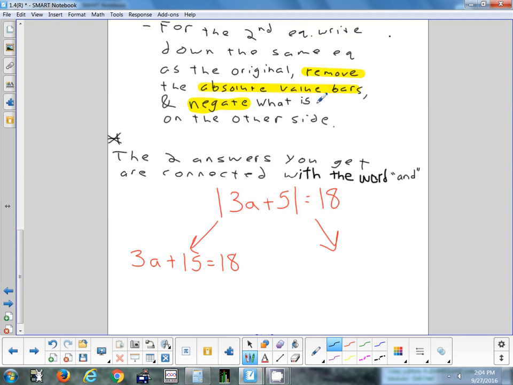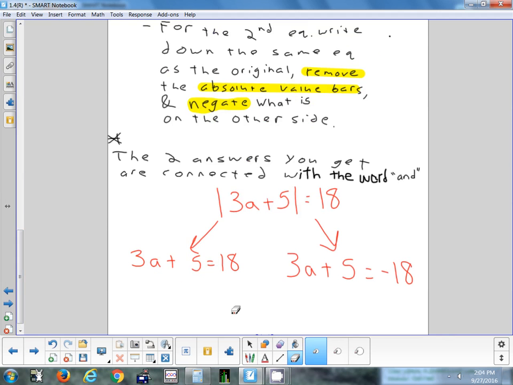Here's my first equation. Now I'm splitting it. I'm going to write the same original, no absolute value bars, and I'm going to negate what that equation equals, so make it negative. Vanessa? Is it going to be negative 3a plus 15 or 14? No. The only thing that needs to be negative is what it equals. So 3a plus 5 equals negative 18. That's it. Right there.